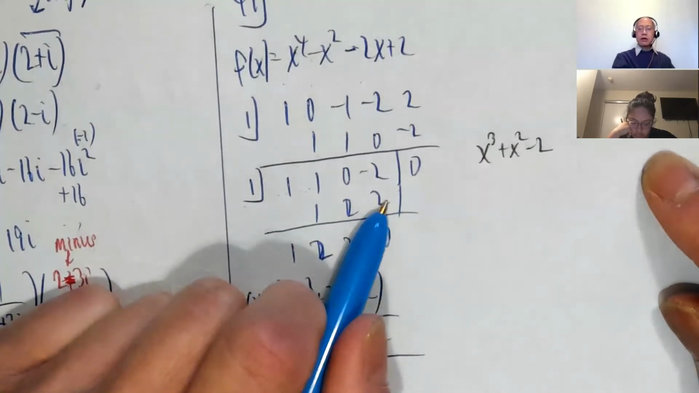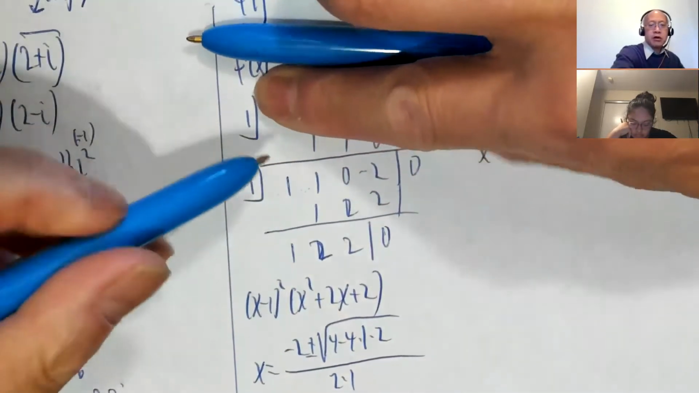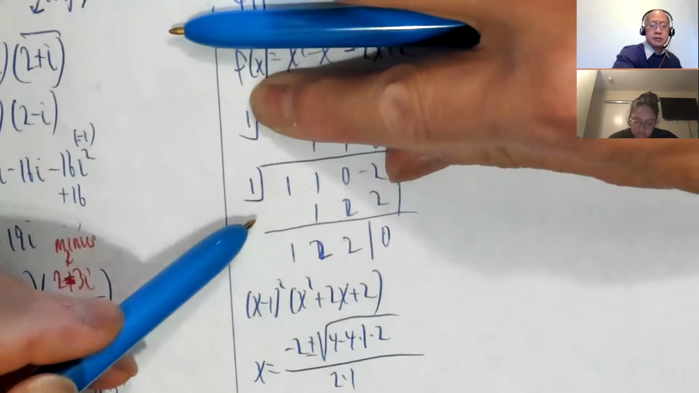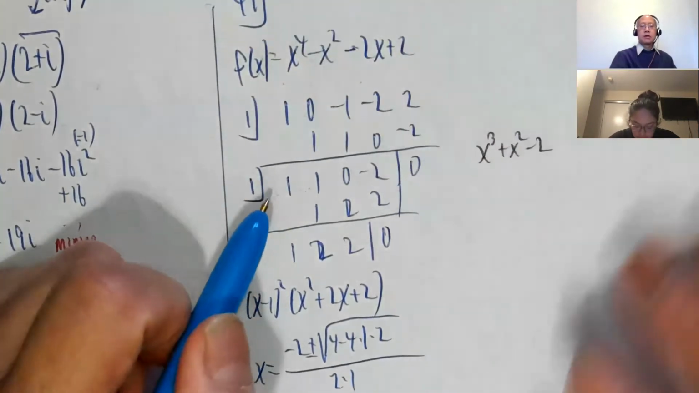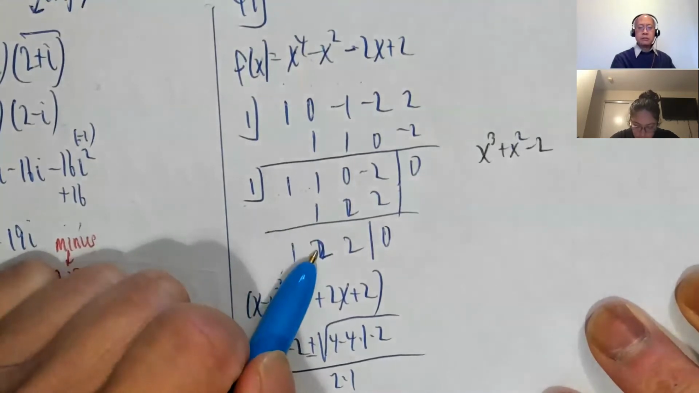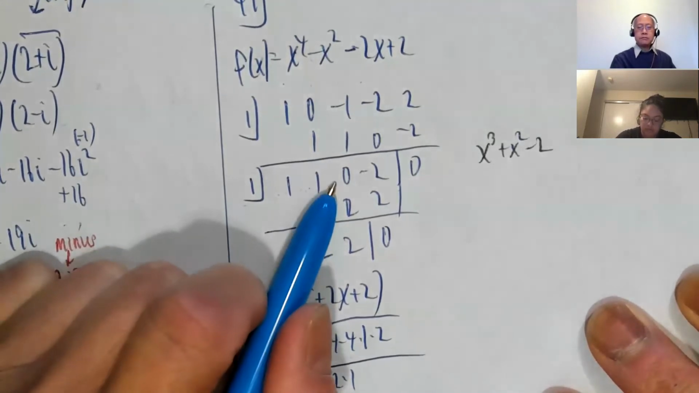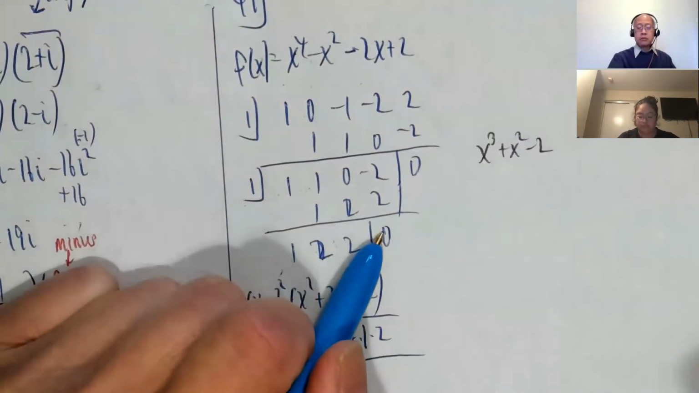So rather than rewriting it all over again, just synthetically divide, ignore that you already did all this. I mean, if all you saw was this, you would just say, oh yeah, that's fine. Okay, so here we go. 1 times 1 is 1, add 2. 1 times 2 is 2, add 2. 1 times 2 is 2, add 0. It works.